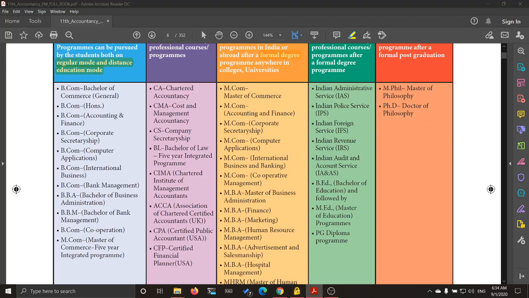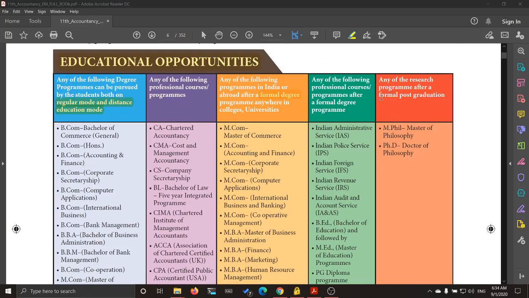Then you have these programs. This is also after post graduation. You can do this only after you complete your post graduation, that is MCom. So if you want to do an MPhil or a PhD, you have to complete your 3 years of BCom, 2 years of MCom, and then you have to opt for this PhD. MPhil means Master of Philosophy. PhD means Doctor of Philosophy. This is what we call the doctorate. So these are the research programs after the formal post graduation.